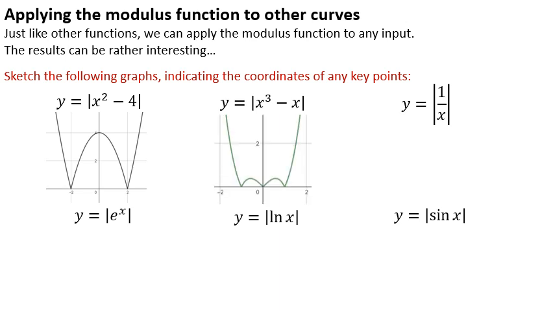For the cubic, looks very interesting. It suddenly becomes symmetrical. Cubic graphs have rotational symmetry about their point of inflection anyway. This particular cubic graph had its point of inflection at the origin. Now it's been reflected, it now has reflection symmetry.